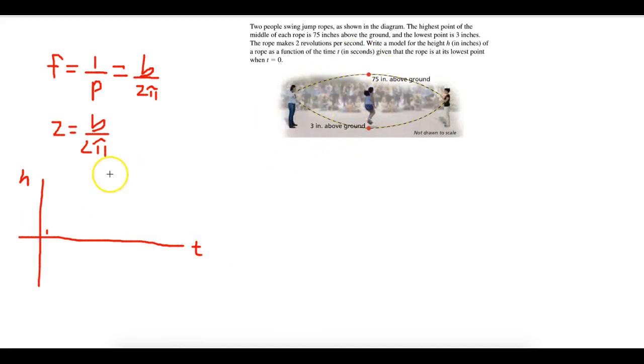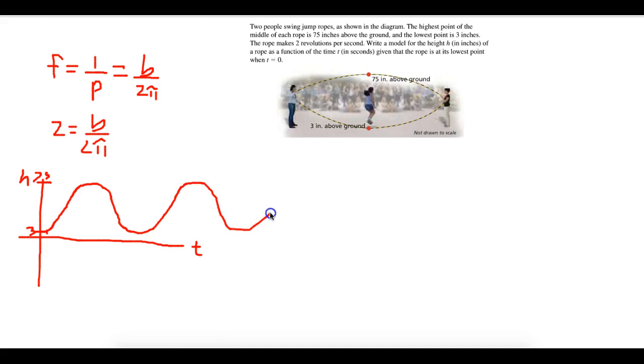Now, imagine here is a height of 75, and here's a height of 3, which is what the jump rope is going between. We're going to see that when time equals 0, the jump rope is going to be at some small height, and then the height's going to increase as the rope goes up, and then it's going to hit its maximum, and then decrease, and then hit its minimum, and then increase as it hits its maximum, and so forth.